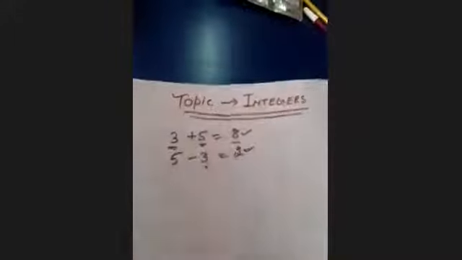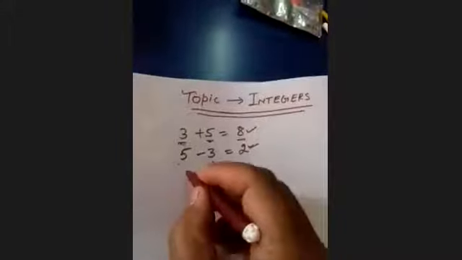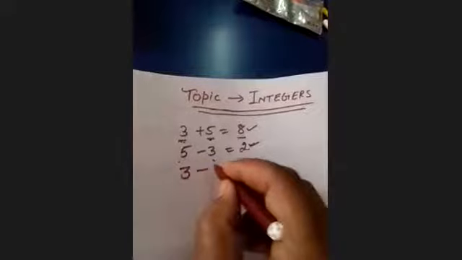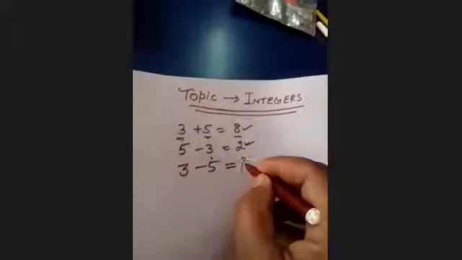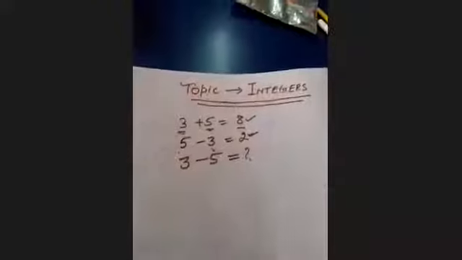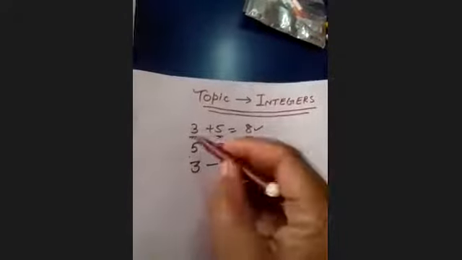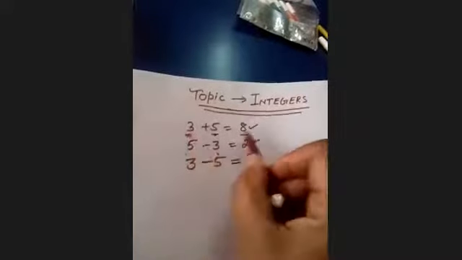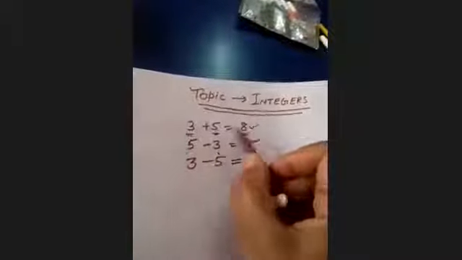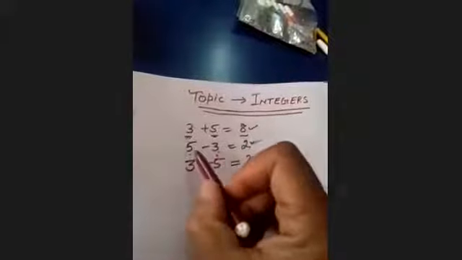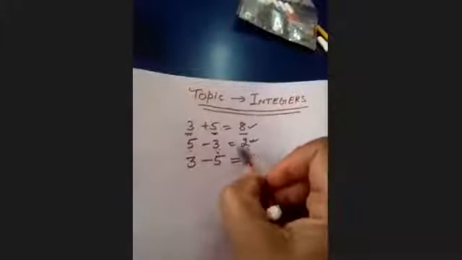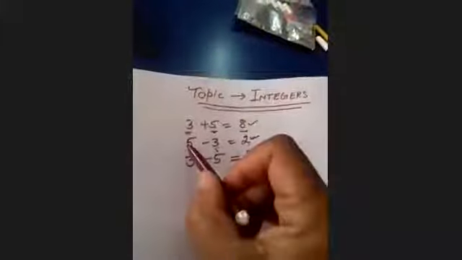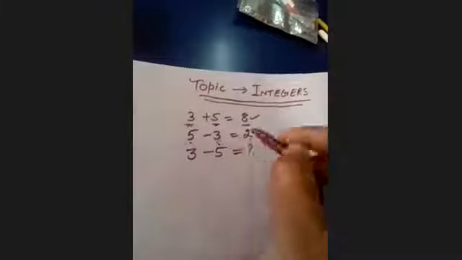But when we subtract 3 minus 5, what will it be? In the first case, we add 3 plus 5, and the result is 8. 3, 5, 8 are all whole numbers. 5 minus 3, the result is 2. Once again, these are whole numbers.